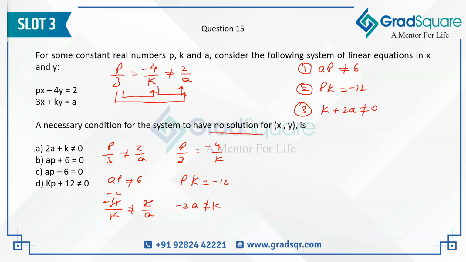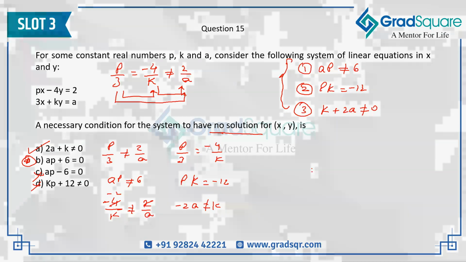Now look at the options. You will realize that the first option is something which is present directly, which is 2a plus k must not be equal to 0. Option C and option D you can very easily eliminate, because these are exactly opposite of my other two conditions, right? So this and this are gone. Now this is not a necessary condition. They are asking you which of the following is a necessary condition, so option B will also not be the answer. Option A will be the correct answer for this question.